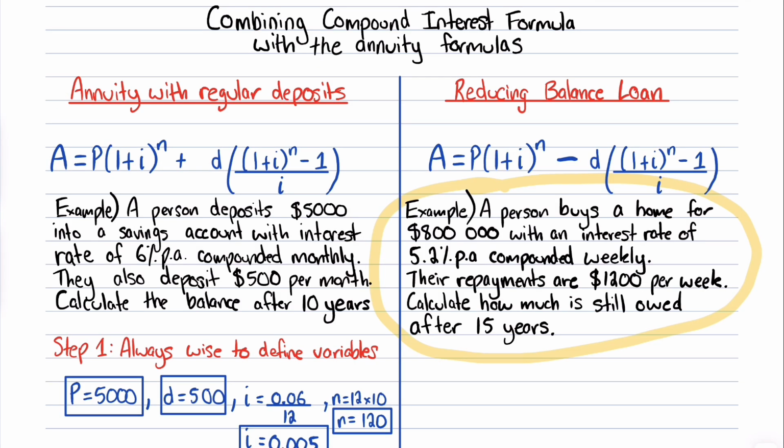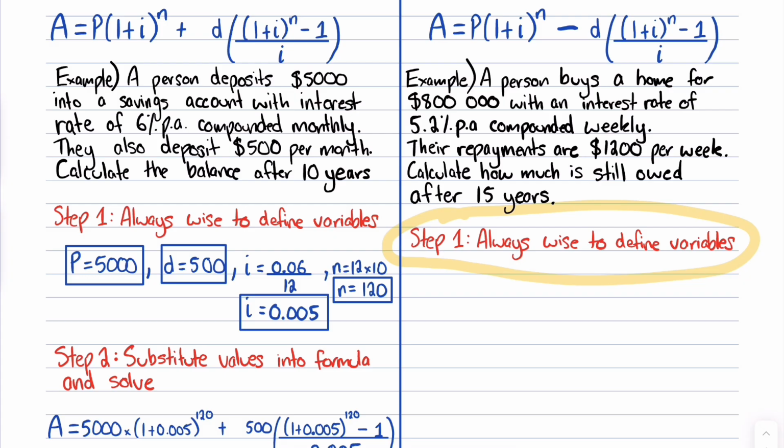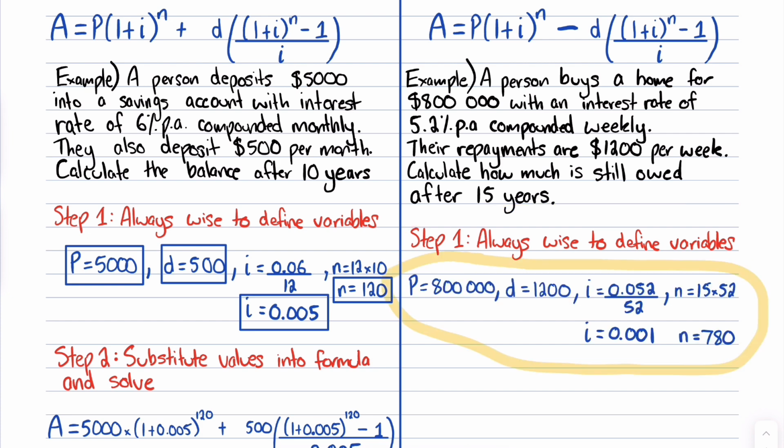Now we're going to go through a similar example with reducing balance loans. So in this example, a person buys a home for $800,000 with an interest rate of 5.2% compounded weekly. Their repayments are $1,200 per week. How much is still owed after 15 years? So once again, we're always going to define our variables. We've got our values for P, D, I, and N. I'm not going to go through that. You can read through that yourself and pause the video if you would like to.